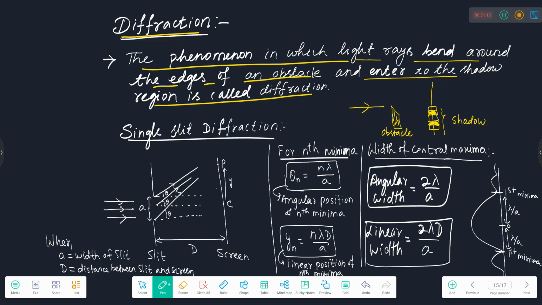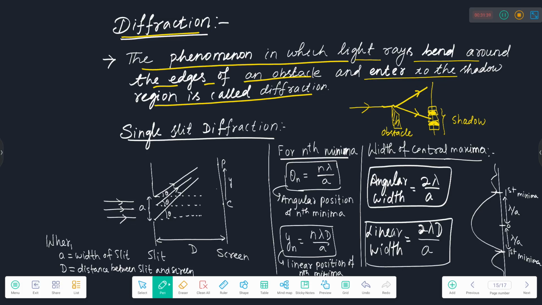Now next lesson. So here this is the obstacle, and actually this is the shadow region. In the shadow region you have alternate dark and bright fringes. So that phenomenon is called diffraction, because the light ray from this edge of the obstacle is bending and coming here. That is the region where we are getting bright and dark fringes. Okay, Mukundan, try to understand.